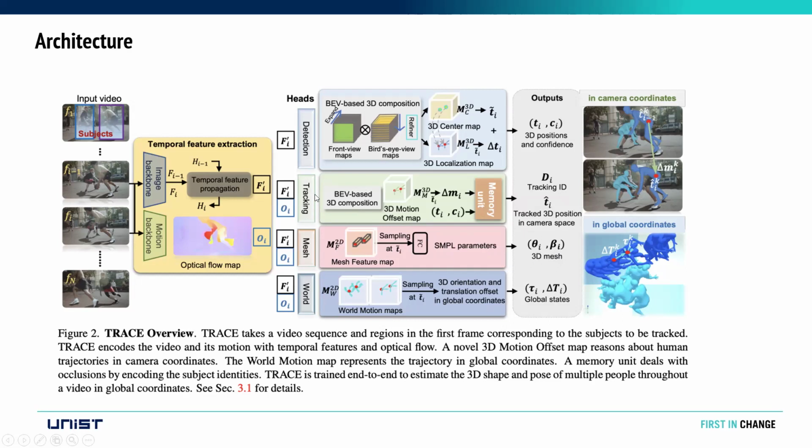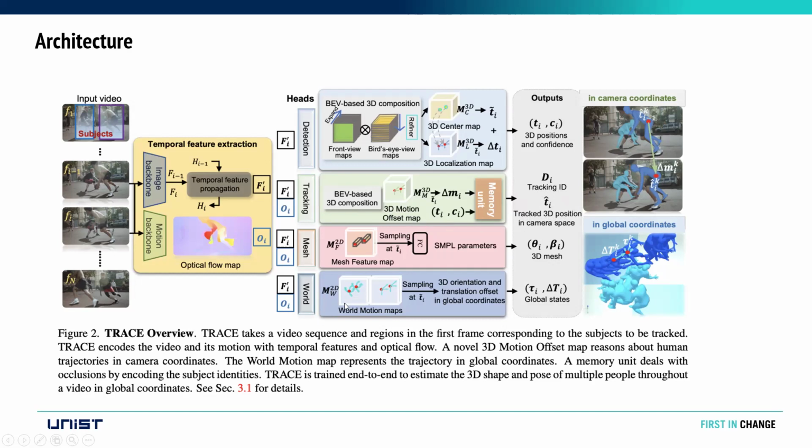And for the tracking branch, they take both of the feature maps together as an input and estimate the 3D offset map. This map identifies the position change of people from the previous frame to the current frame. And then a memory unit takes the 3D motion offset map and the 3D position together to create an identity and build a trajectory of humans in the camera coordinates.